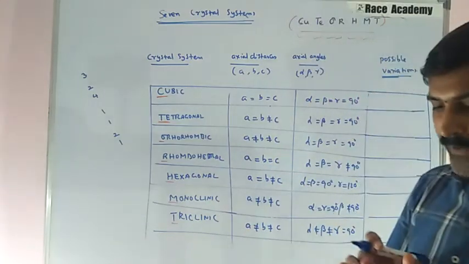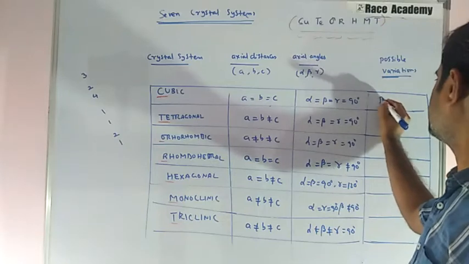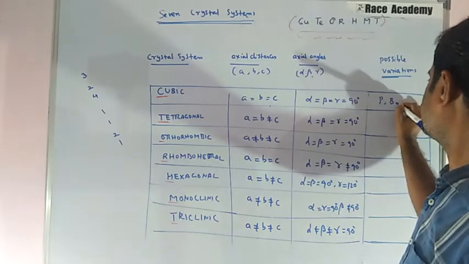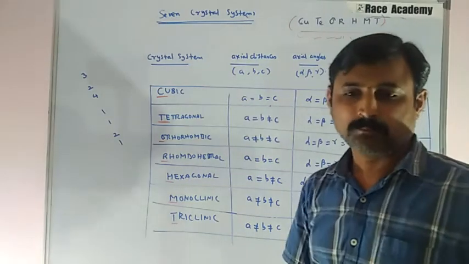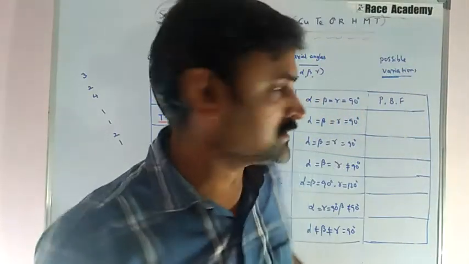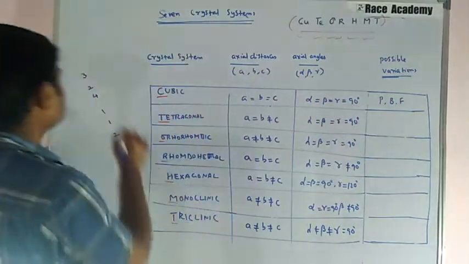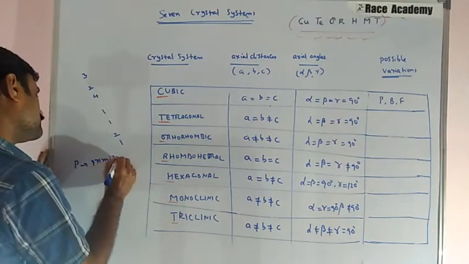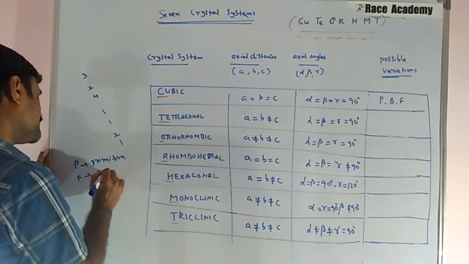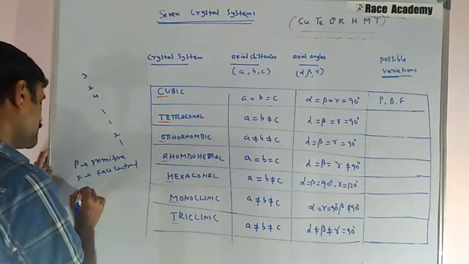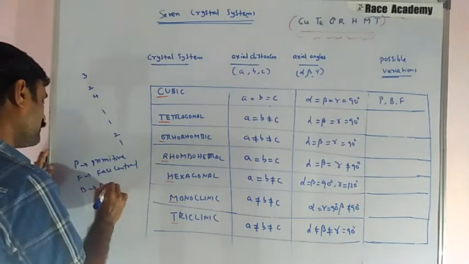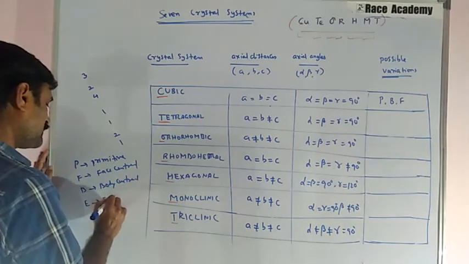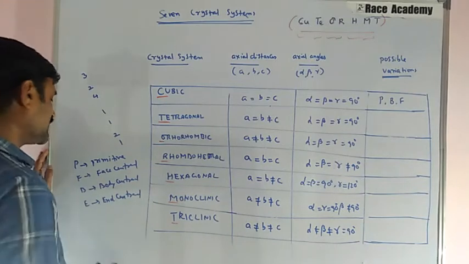The names are primitive, body centered, face centered. Primitive, body centered, face centered, they will come here. So my idea is P stands for primitive, F stands for face centered, B stands for body centered, and E stands for end centered. This is the idea.